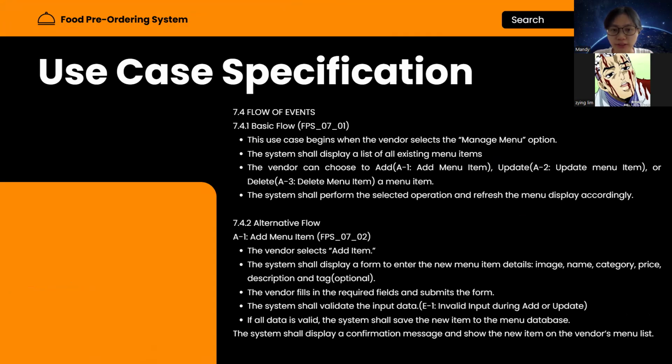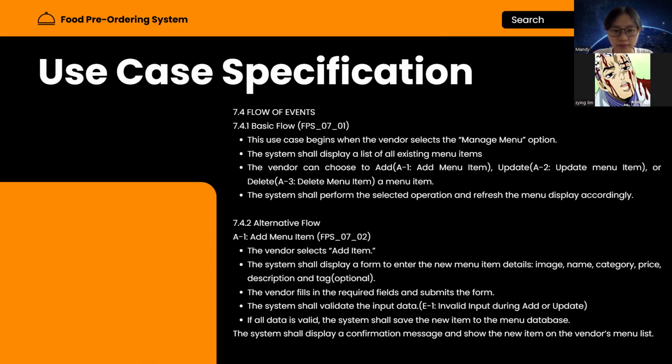The system shall display a list of existing menu items, and the vendor can choose alternative one, add menu items, alternative two, update menu items, or alternative three, delete menu items. And the system shall perform the selected option and refresh the menu display accordingly.